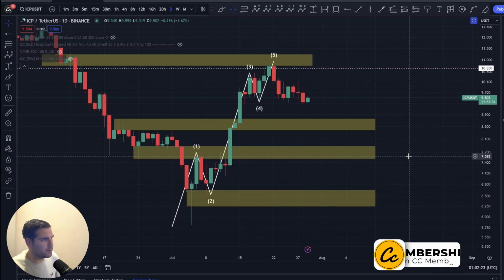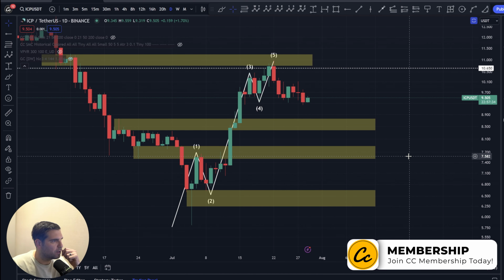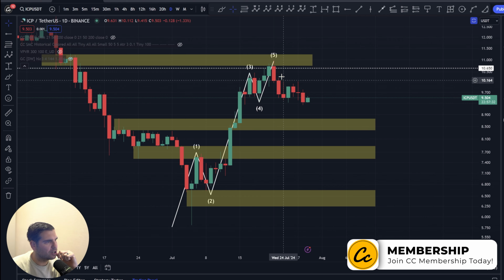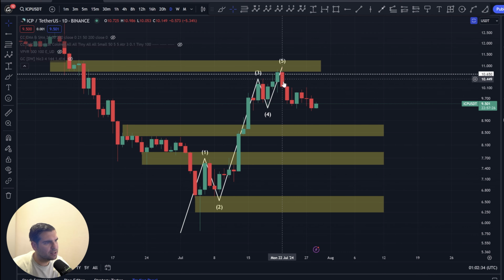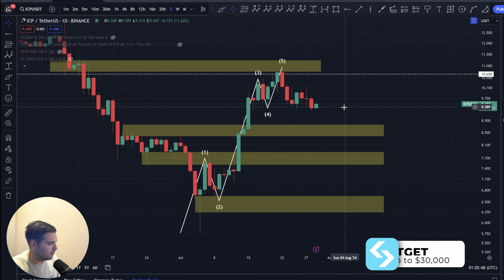So here we have ICP paired up with USDT. We're on the 1-day Binance chart here, and you can see that we tapped into our higher range, our expectations, on the 22nd of July. We've seen a bit of a correction to the downside. This is looking quite an interesting spot for ICP. It does also show potentially that we actually have a little bit more room to the downside before we continue this run a little bit higher. Okay, so it's going to be interesting.